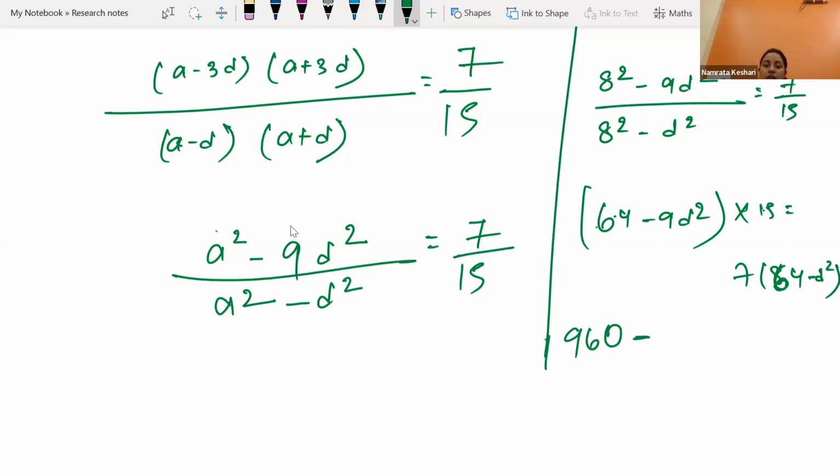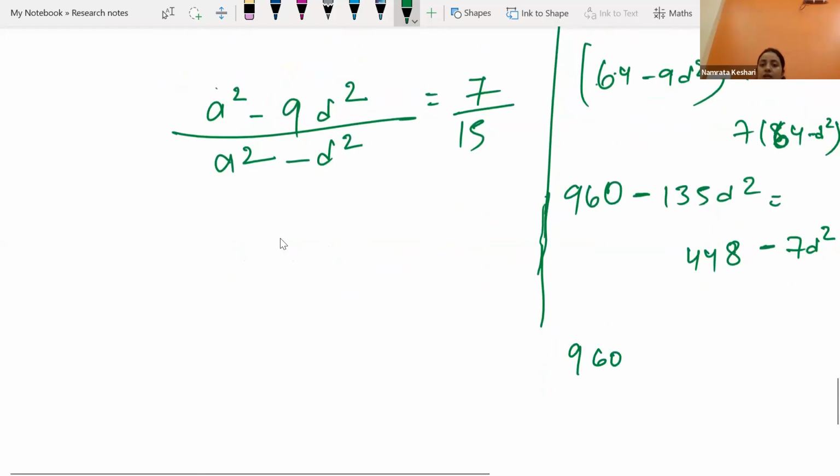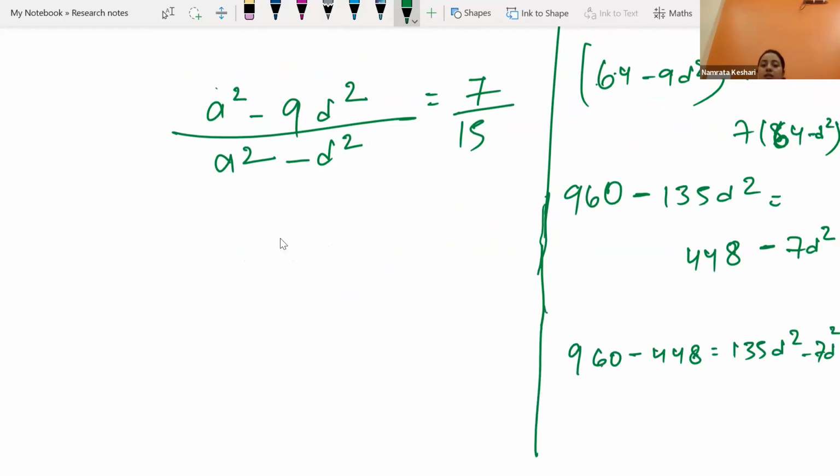Harshit, keep on checking the calculation, okay? Yes, ma'am. 135d square is equal to 448 minus 7d square. Okay, we are getting here 960 minus 448, and here 135d square will become positive on that side. See, the simplification part is completely up to you. You can do it your way. I'm doing my way. 10 minus 8, 2, and here we'll be having 5 minus 4, 1, 9 minus 4, 5. Here 135 and 7, 5 from here, 2 from there. That means 128d square.